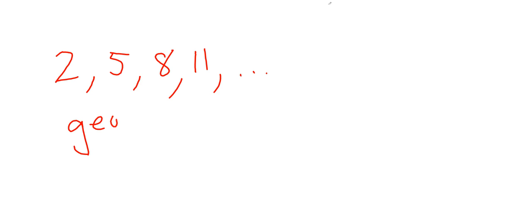2, 5, 8, 11. Is it arithmetic or geometric? Geometric. Wait, no, it's arithmetic. It's arithmetic. Plus 3. The common difference is positive 3. Okay. What's the nth term?